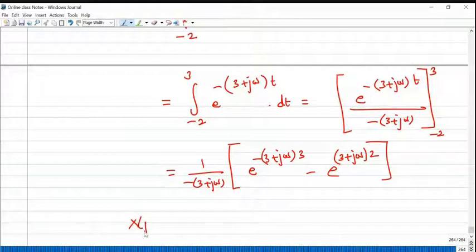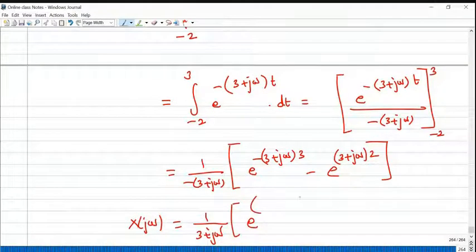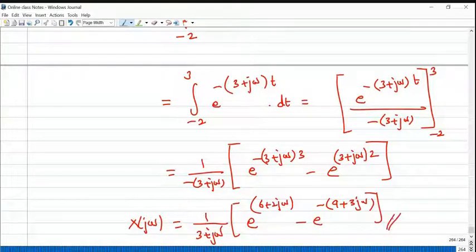So the result for this given signal, X of j omega equal to minus is there. If you multiply minus inside, then 1 divided by 3 plus j omega, e power 2 times of 3, 6 plus 2 j omega, minus e power minus 9 plus 3 j omega. So this is the result.